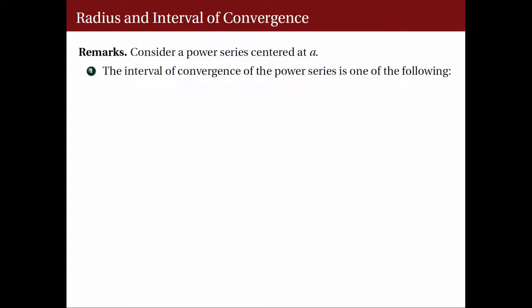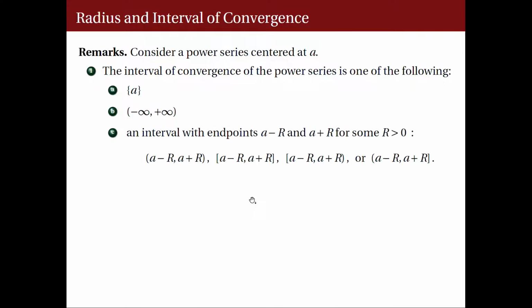From the last theorem, we observed that the interval of convergence of a power series, which I will call IOC, is exactly one of the following. From the first part of the theorem, the series converges at exactly x is equal to a. Therefore, IOC is the set containing a. For the second part of the theorem, the series converges for all real numbers. Therefore, IOC is from negative infinity to positive infinity. And finally, for the last part of the theorem, we can find a positive number r such that the series converges if absolute value of x minus a is less than r. Therefore, IOC is an interval with endpoints a minus r and a plus r.